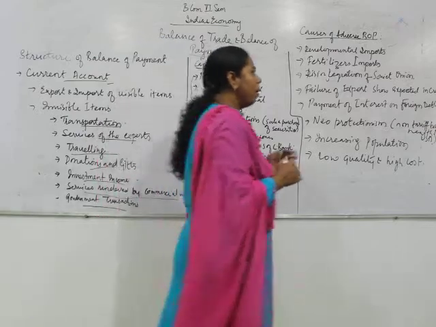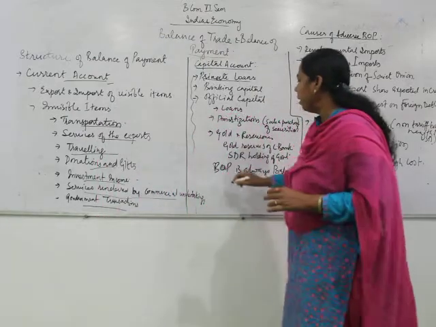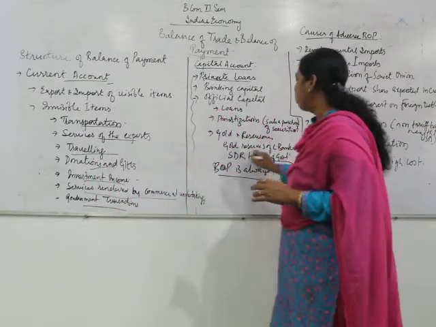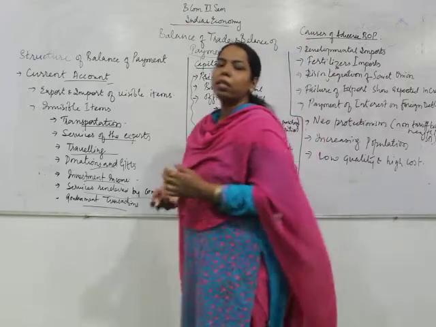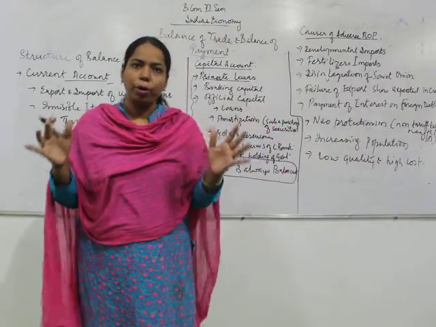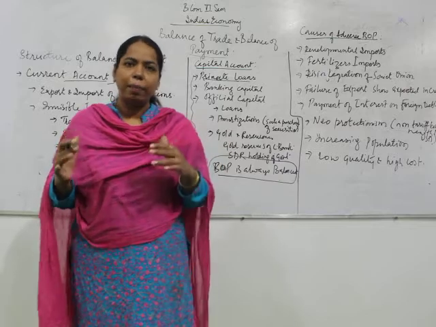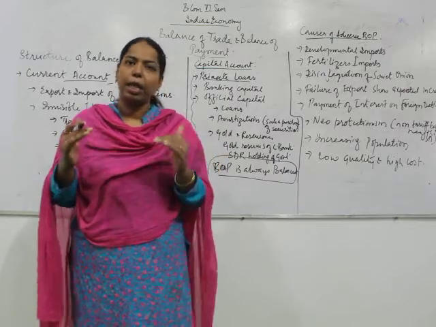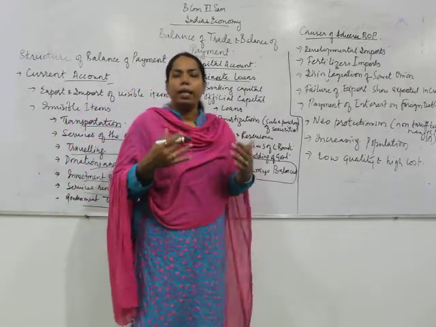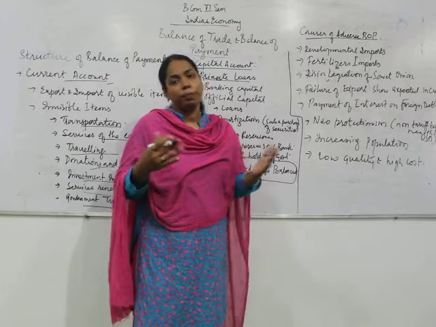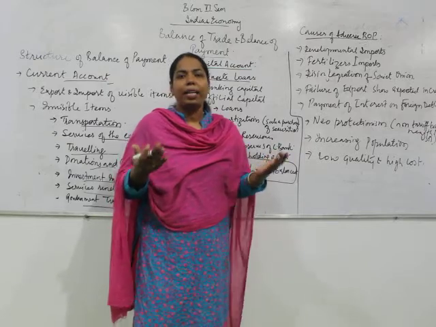As far as the balance of payment is concerned, it is said that the balance of payment is always balanced. How? Because from the accounting point of view, it is balanced. Whatever the difference of the receipts and payments, that is to be adjusted via the loans, via taking further loans.